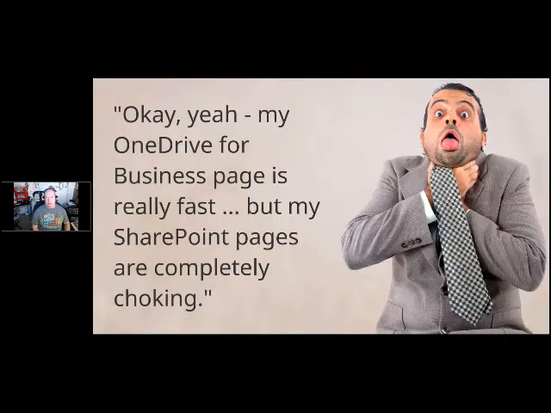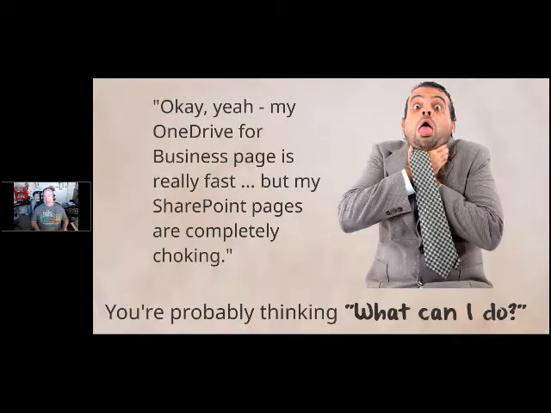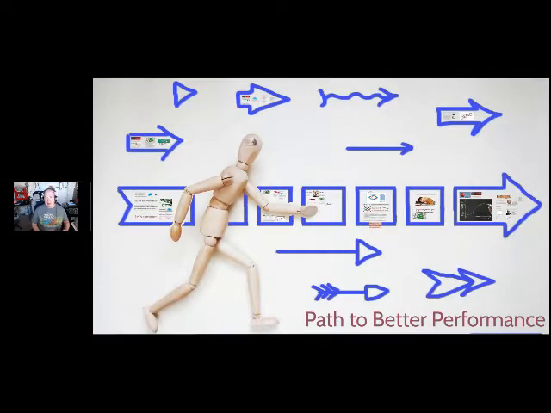So usually at this point it's like, okay, yeah, my OneDrive for Business page is really fast. My SharePoint pages are choking. Obviously this doesn't look good for me. What can I do? And of course, that's what we're here to spend the rest of this time talking about. What can you do? And the good news is, on the path to performance, there are a lot of things we can do. Some of them are easy, and we're going to start with the easy ones.